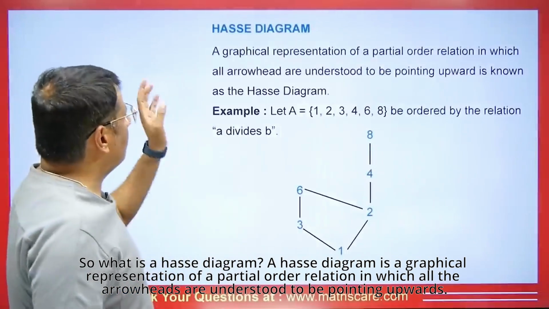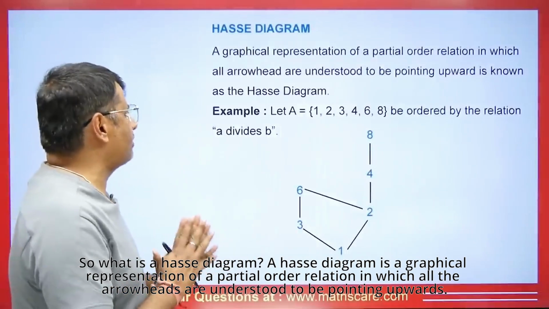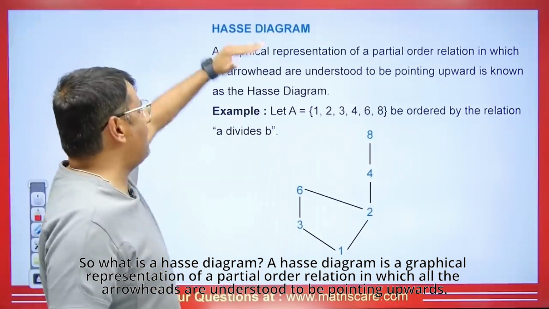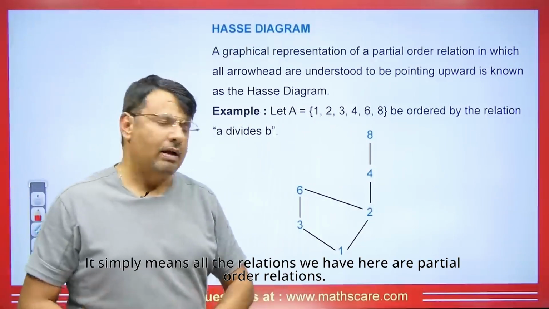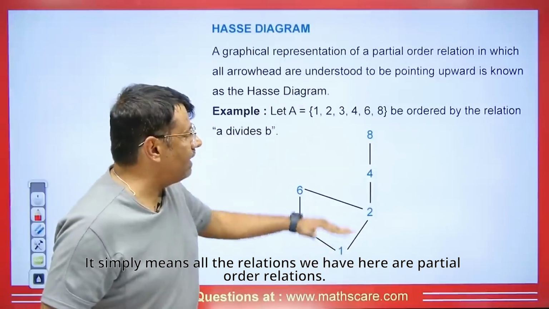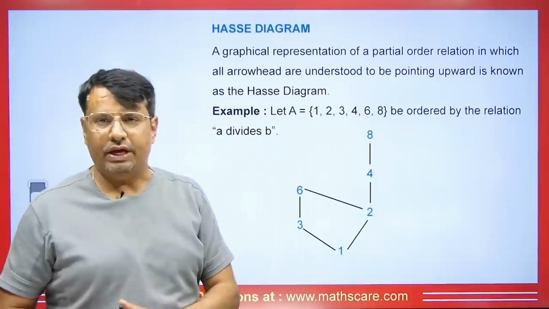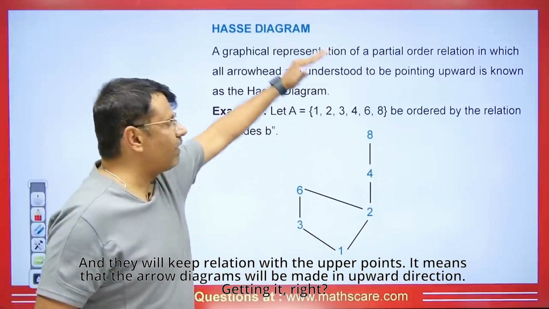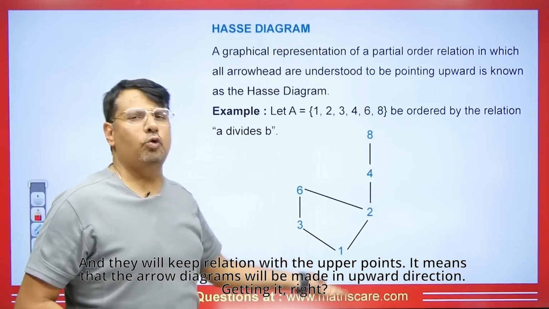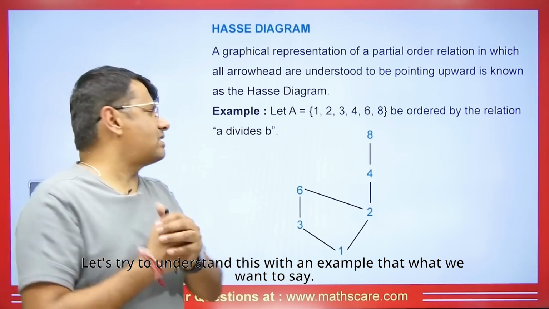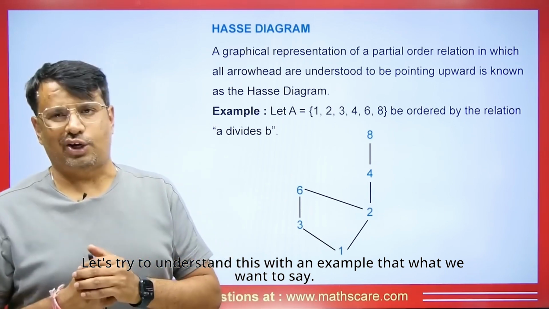So what is a Hasse diagram? A Hasse diagram is a graphical representation of a partial order relation in which all the arrowheads are understood to be pointing upwards. It simply means all the relations we have here are partial order relations, and they will relate to the upper points. It means that the arrow diagrams will be made in an upward direction. Getting it, right?